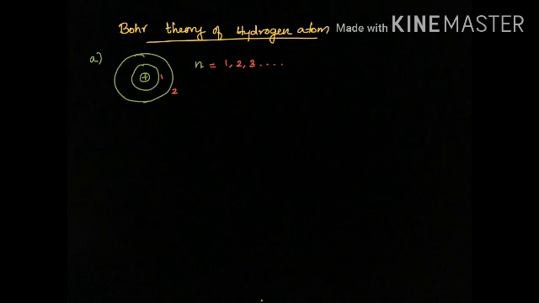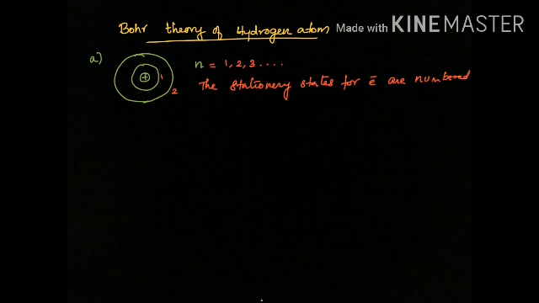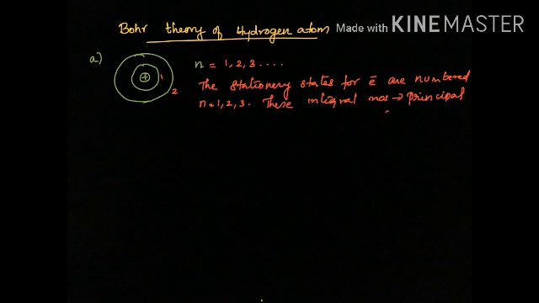So the stationary states, or we call them the energy levels, right? The stationary states for the electron are numbered as n is equal to 1, 2, 3, etc. And these integral numbers are known as principal quantum numbers.